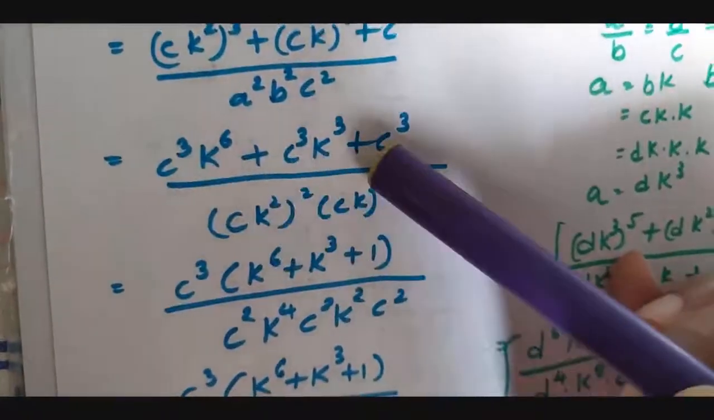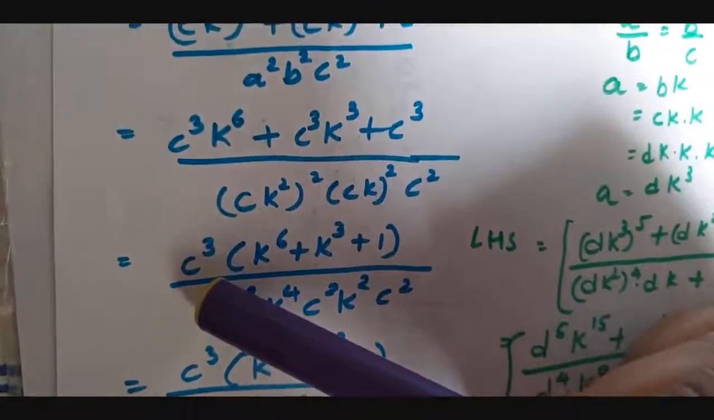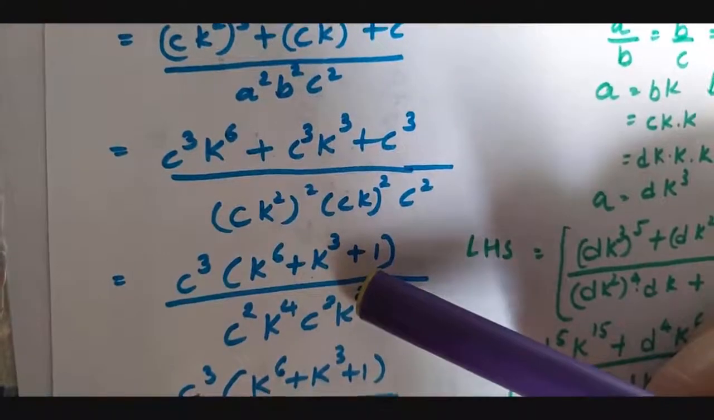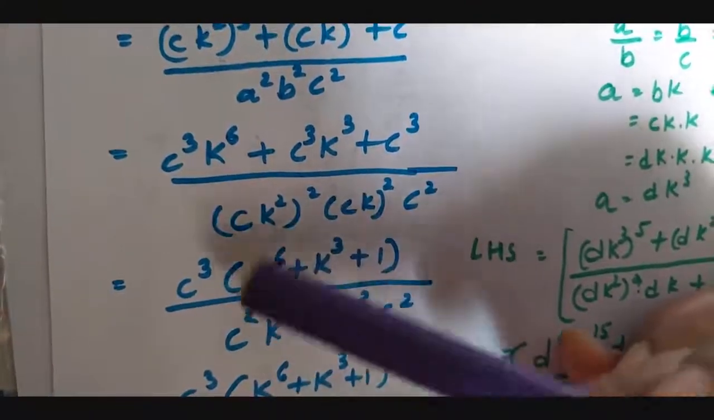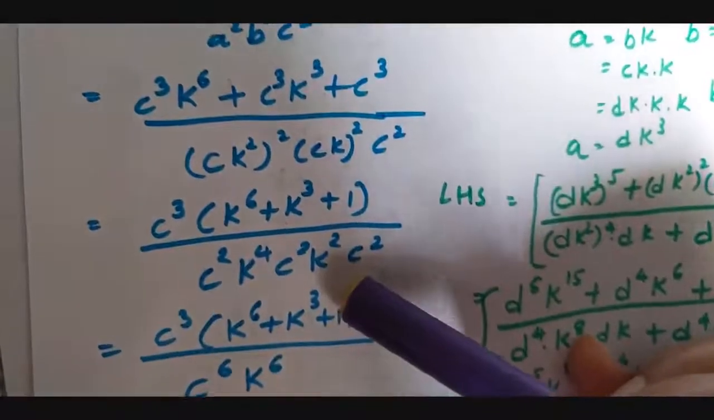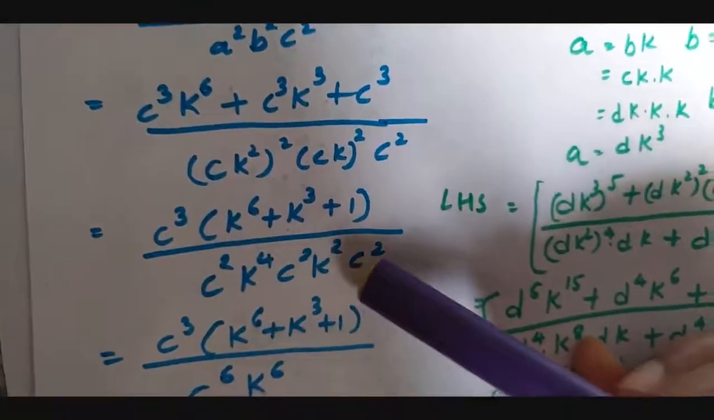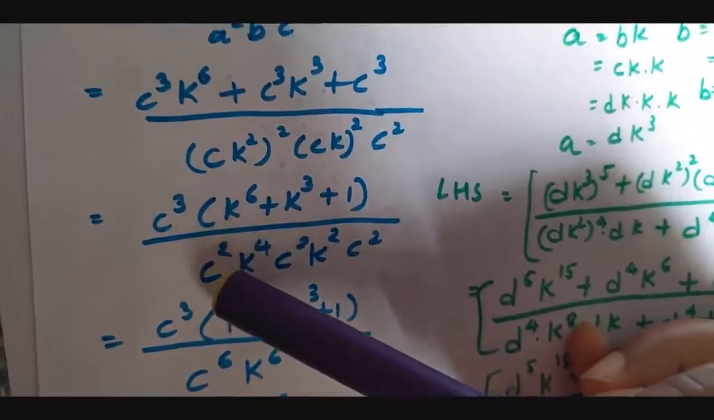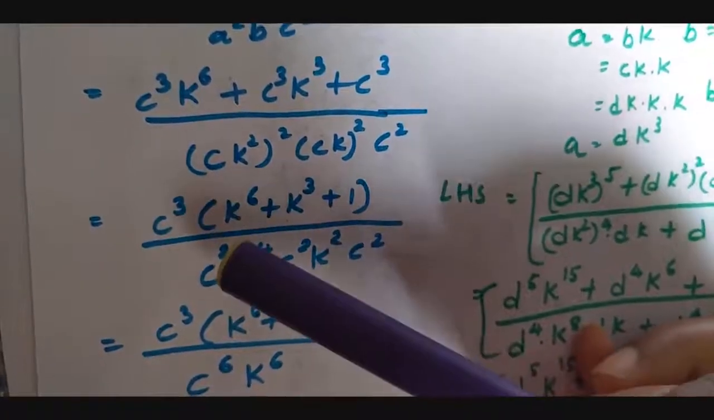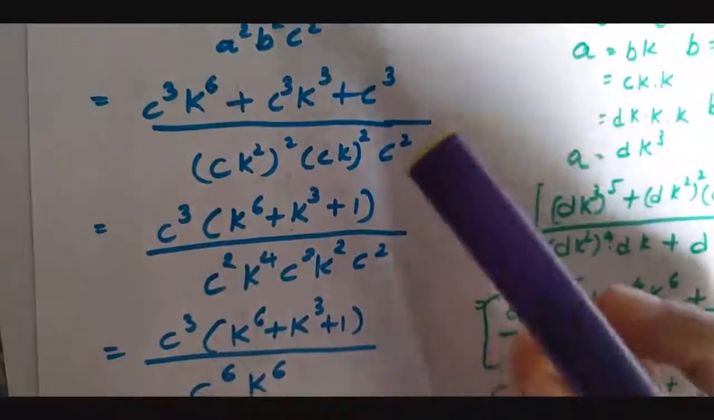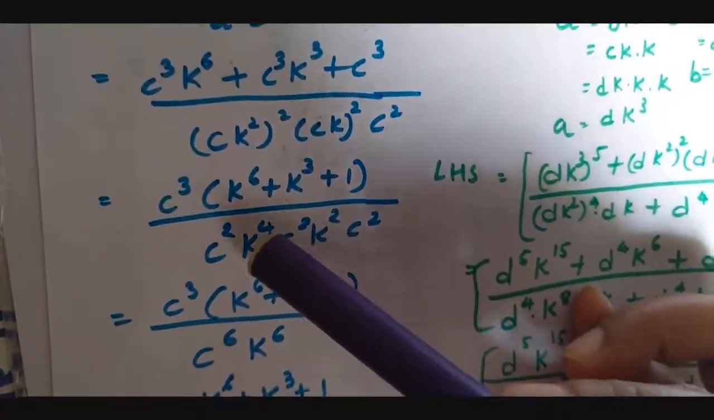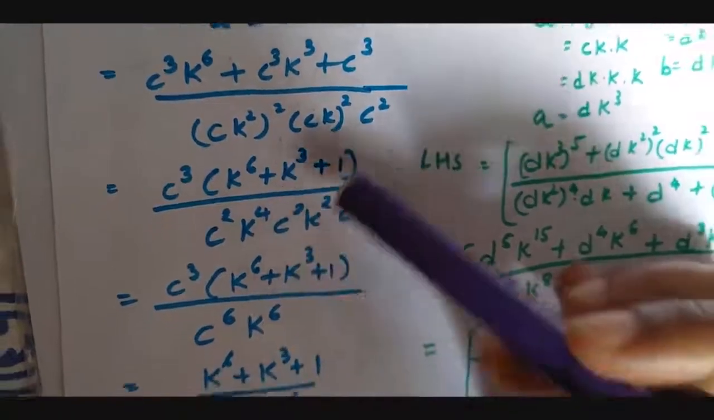In the numerator I have c cube common, so I take it common. I get k^6 plus k cube plus 1. Denominator is c square k^4, c square k square, c square. Now they all are in multiplication, so I can add the powers of the like terms, that is c 3 times, power is 2 2 2, it means power 6, and then k 4 plus 2 is 6.